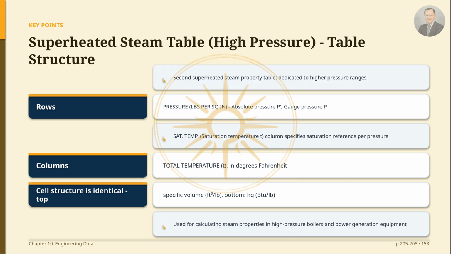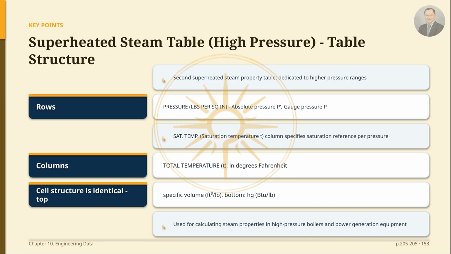Now, I would like to introduce the second properties of superheated steam table, which covers the high-pressure region. While the previous table was for the medium to low-pressure region, this table is dedicated to higher pressure ranges. The rows similarly contain pressure, presenting absolute pressure P, gauge pressure P, and saturation temperature SAT Temp.